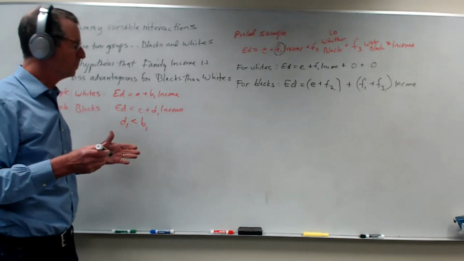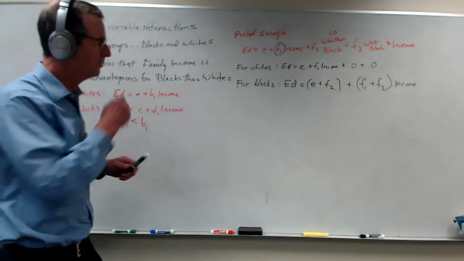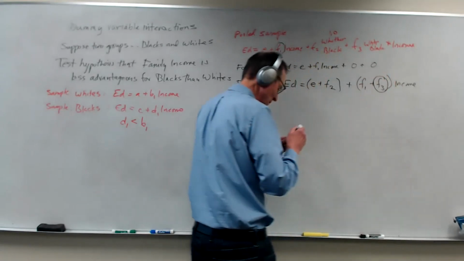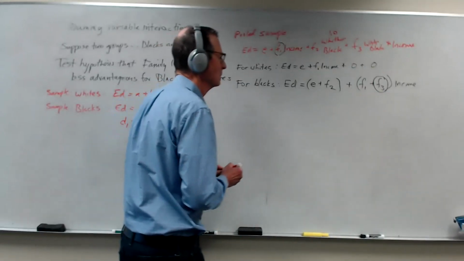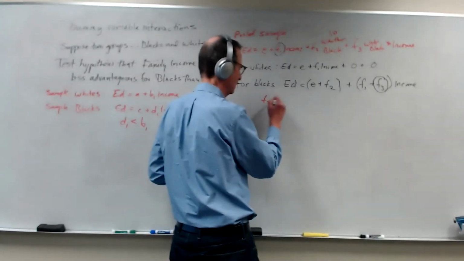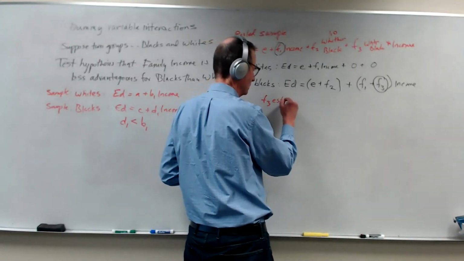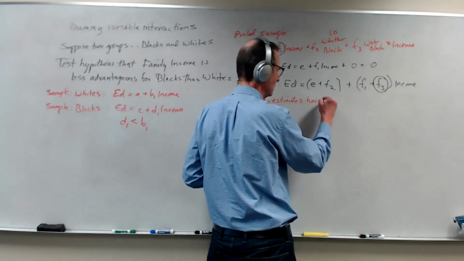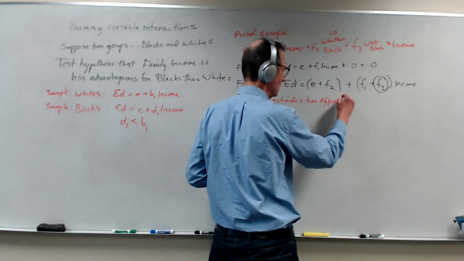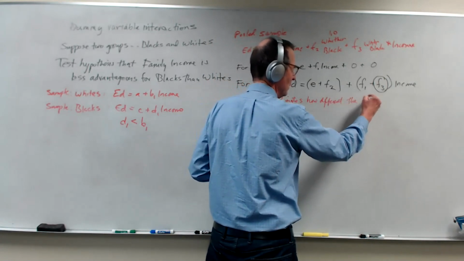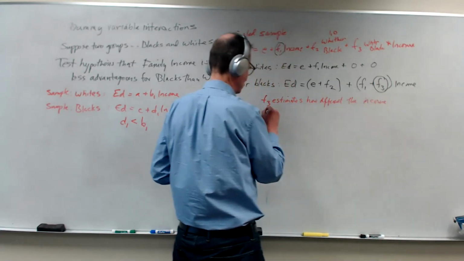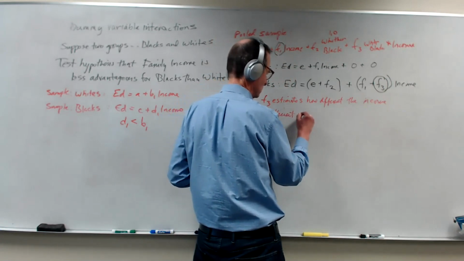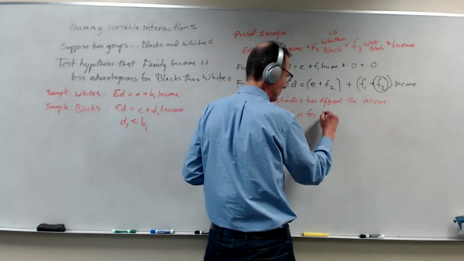So why go through all this bother? Because we can just run these two separate regressions. The bottom line here is that F3 estimates how different the income coefficient is for blacks relative to whites.